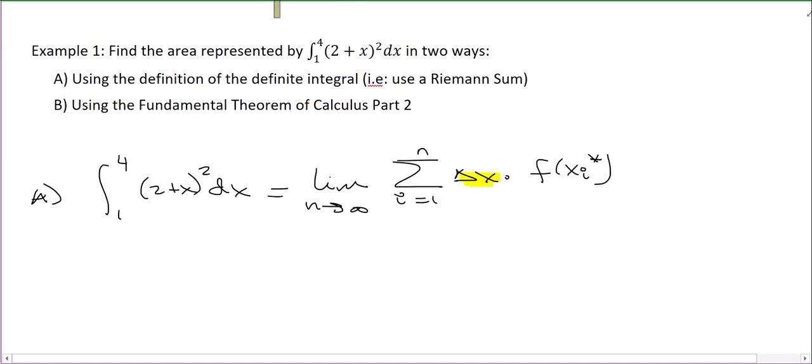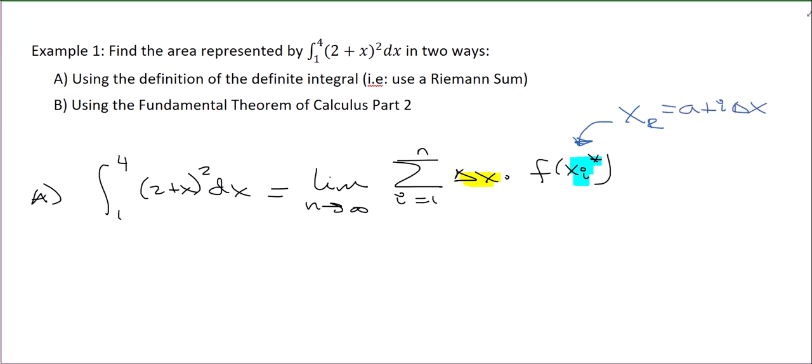We need to find delta x, and we need to find our x of i star. We are not told here which endpoint to use for the height of each of the rectangles. So when you're not given which one to use, let's always choose the right one, just because that's the easiest one to evaluate, which is a plus i delta x.